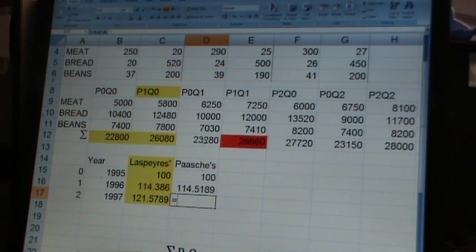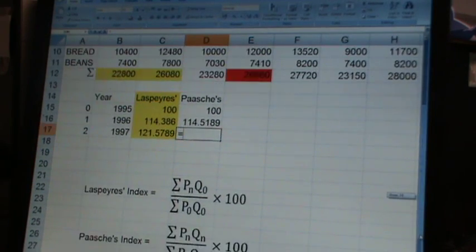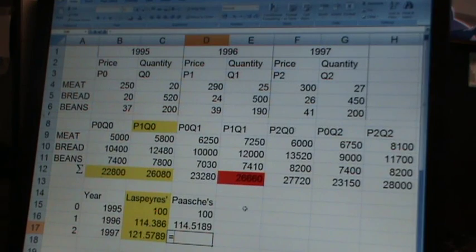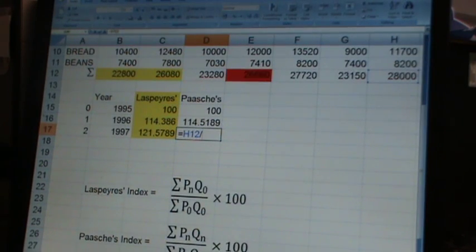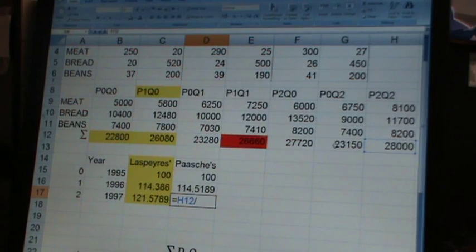Okay, following the same procedure for year 1997, which is year 2, instead of Pn Qn, we need the P2 Q2 total, which is 28,000 here, over P0 Qn, which is P0 Q2, so we need 23,150, times 100.